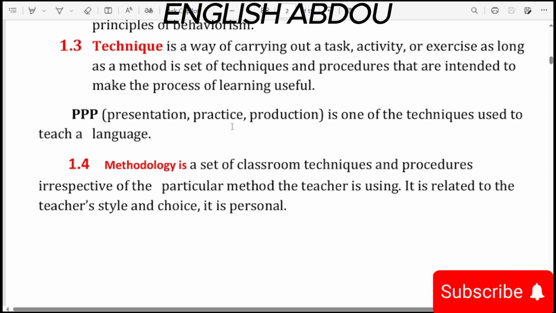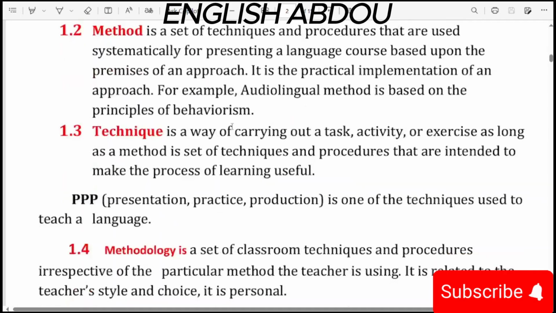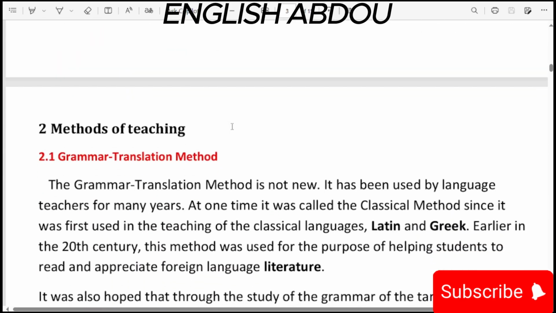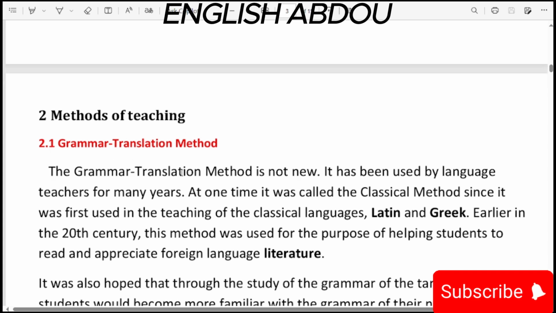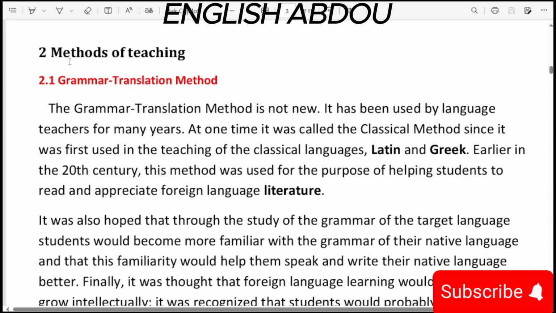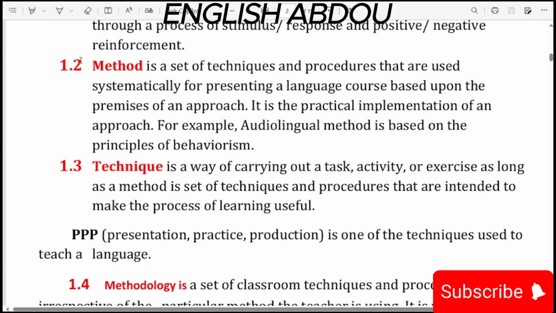So now let's come back to method, because our video is about methods of teaching. As we have explained, a method is a set of techniques and procedures that are used systematically for presenting a language course based upon the premises of an approach. It is the practical implementation of an approach.